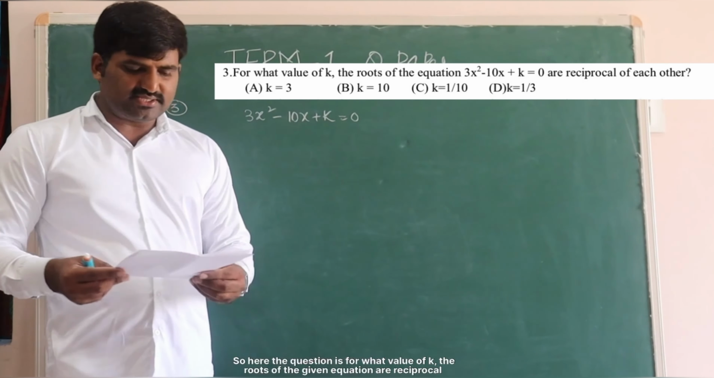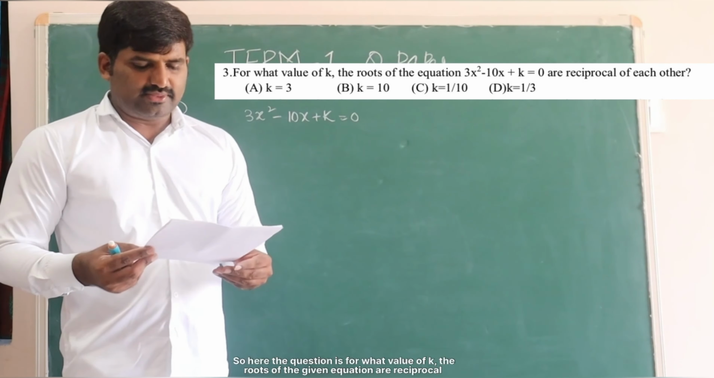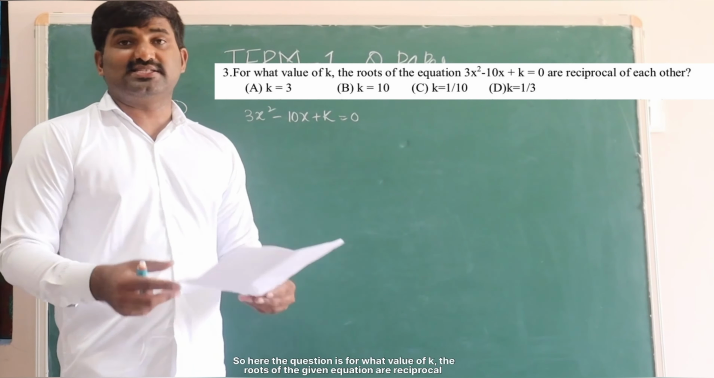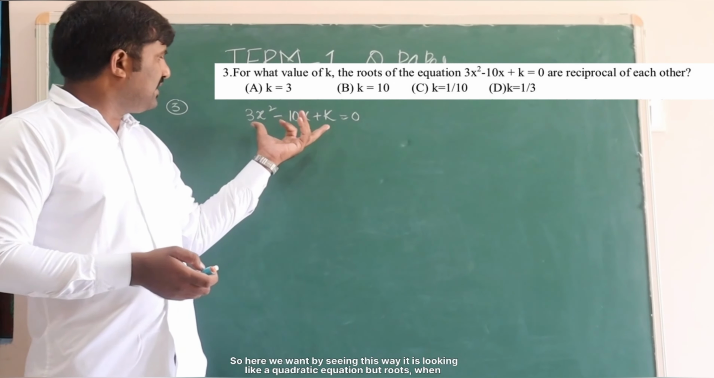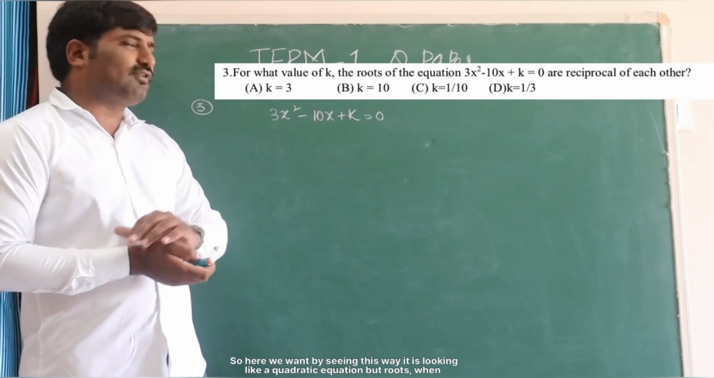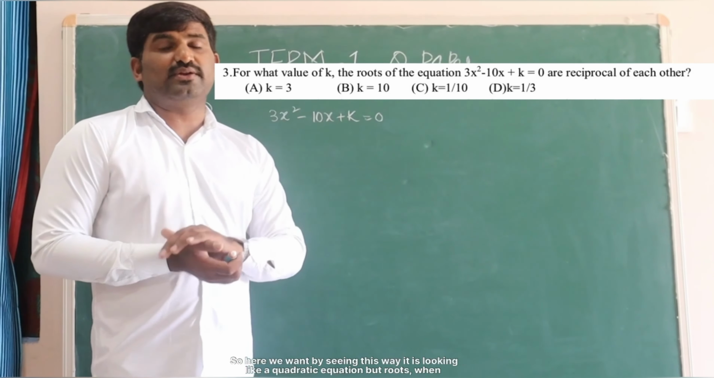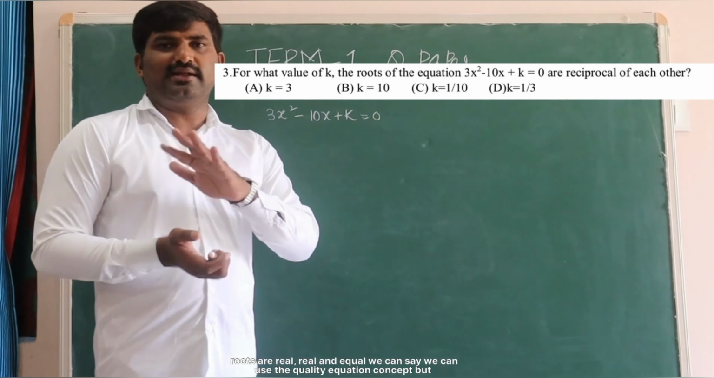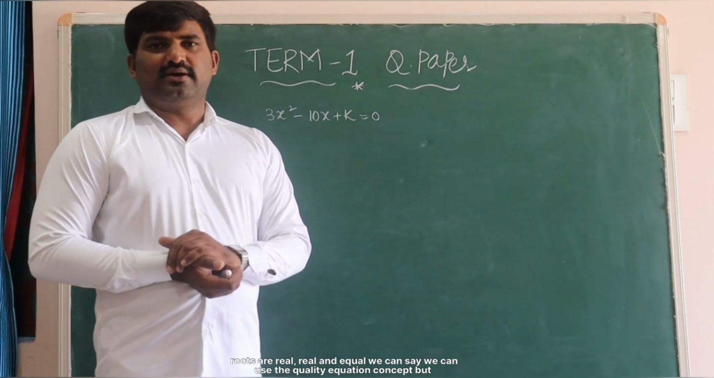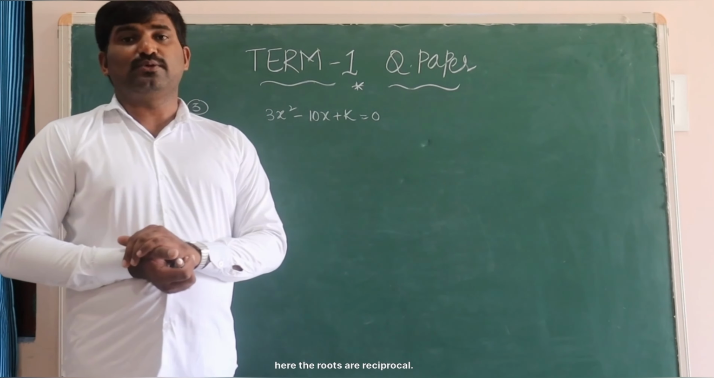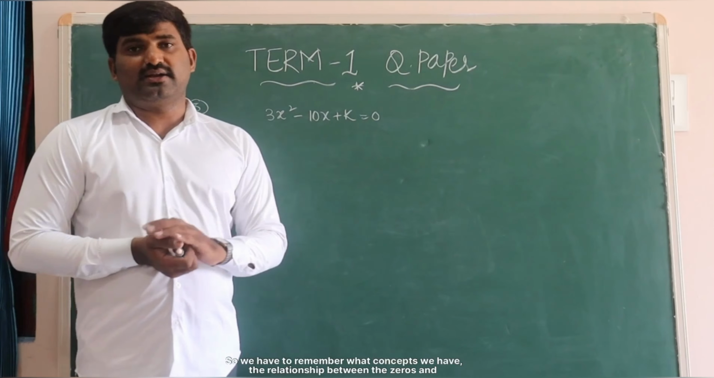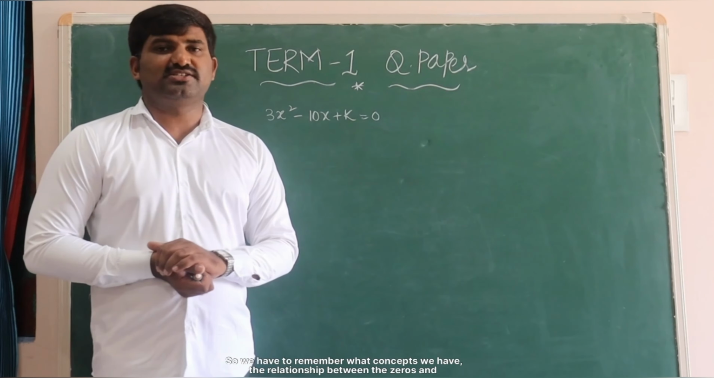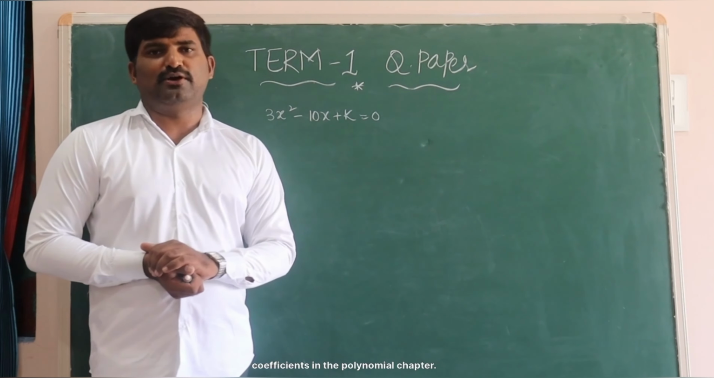So here the question is, for what value of k the roots of the given equation are reciprocal to each other. By seeing this, it looks like a quadratic equation, and when roots are real and equal, we can use the quadratic equation concept. But here the roots are reciprocal. So we have to remember what concepts we have, the relationship between the zeros and coefficients in the polynomial chapter.